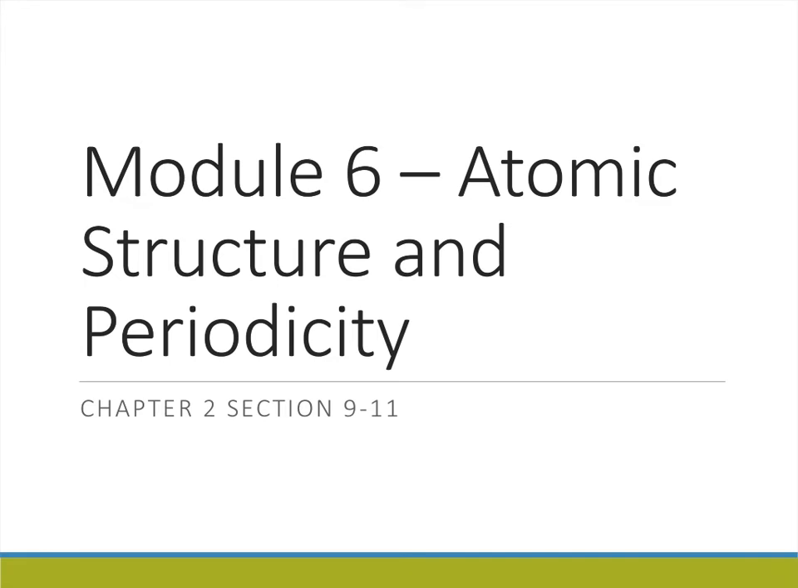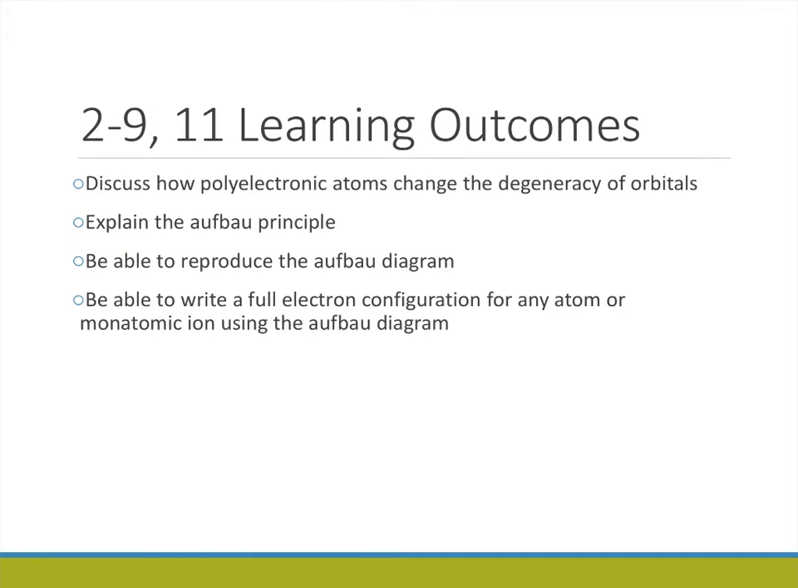In sections 9 through 11 of Chapter 2, we're going to put together all of this quantum mechanical treatment and understand how that affects electron structure. So in sections 9 and 11, because some of this is a little bit out of order due to the nature of explanation, we're going to talk about how polyelectronic atoms change the degeneracy of orbitals.